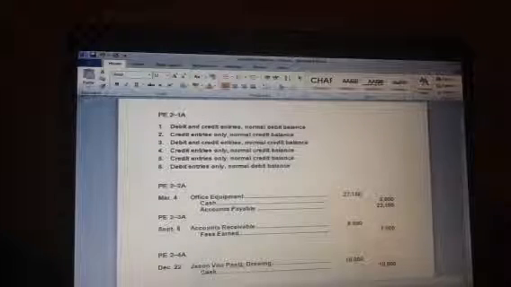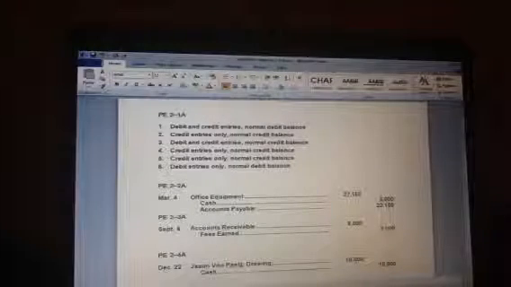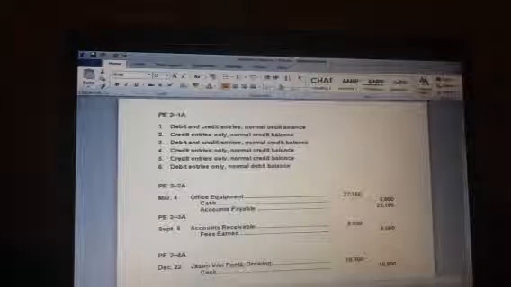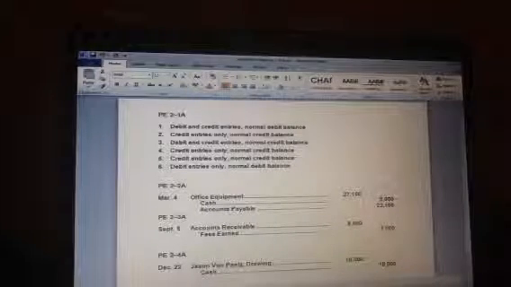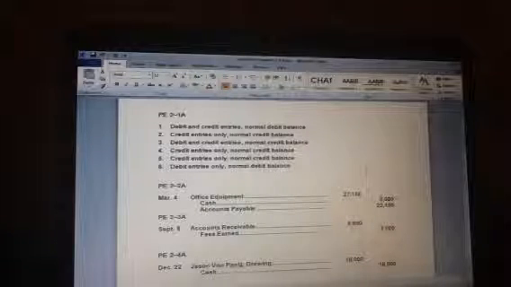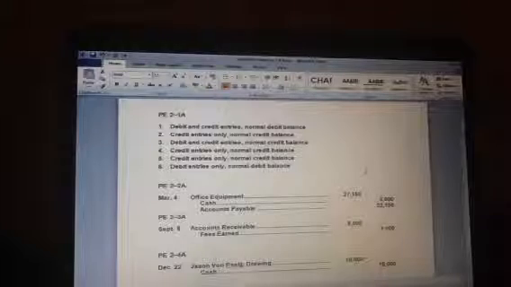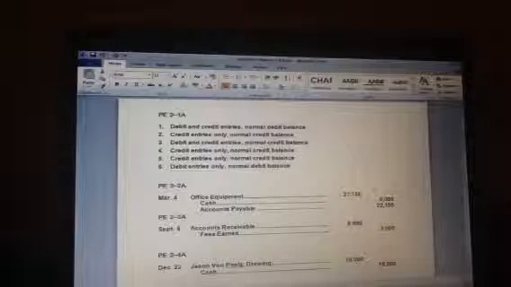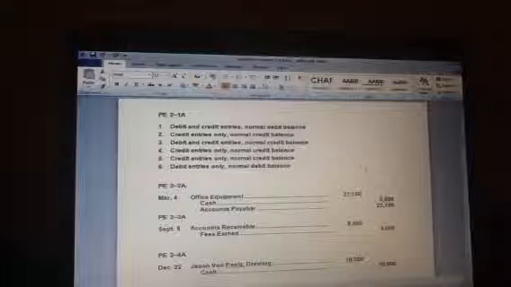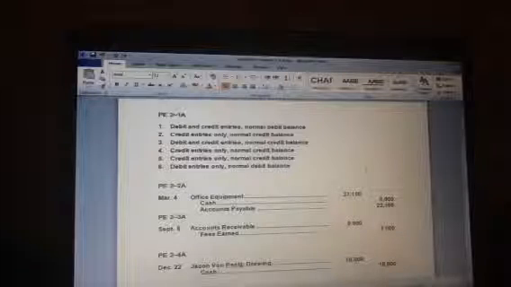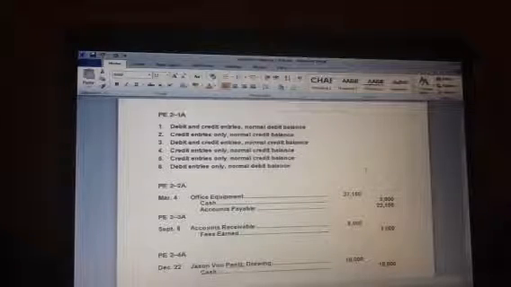Number 4, Paul Howe, capital. Capital normally has a credit balance, and you would typically only credit the capital account to increase it. You would not normally be debiting a capital account. Number 5, rent revenue. This is just like number 2. Rent revenue is a type of revenue just like commissions earned is. So it would normally have a credit balance, and you would typically only credit rent revenue to increase it.